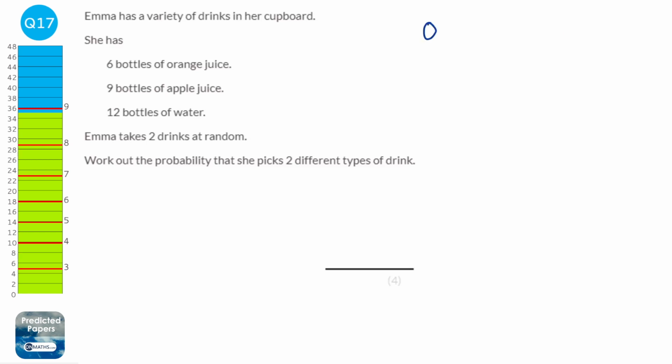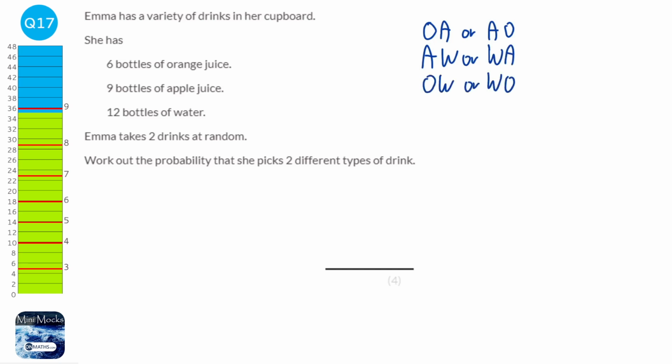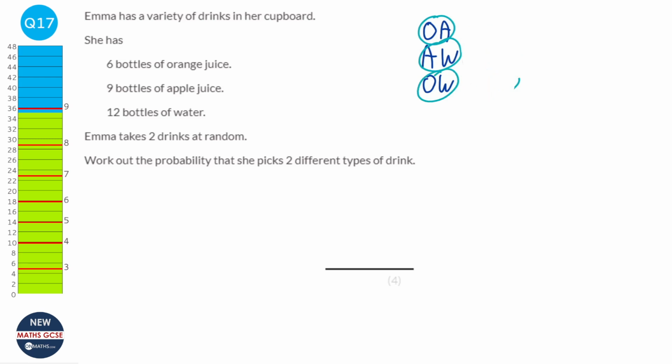We're going to start by working out what outcomes will give us 2 different types of drink. So we could have OA or AO. We could have AW or WA. And we could have OW or WO. Now what we notice when we do this is that OA gives us the same probability as AO. Same with AW and WA, same with OW and WO. So we're going to just ignore the right hand side ones, and we're just going to focus on the left hand side ones.